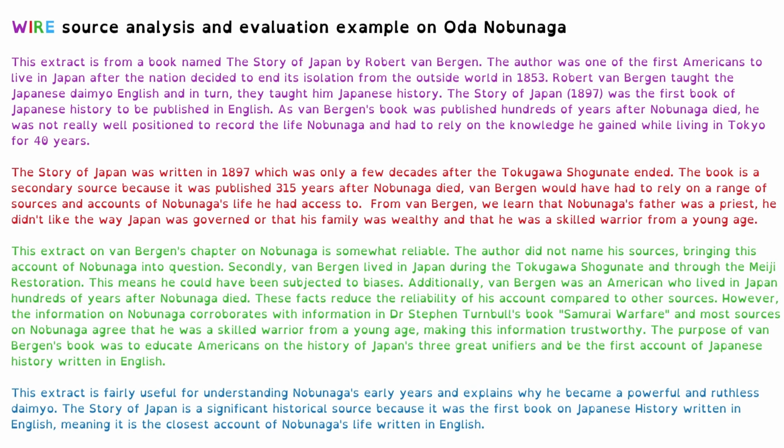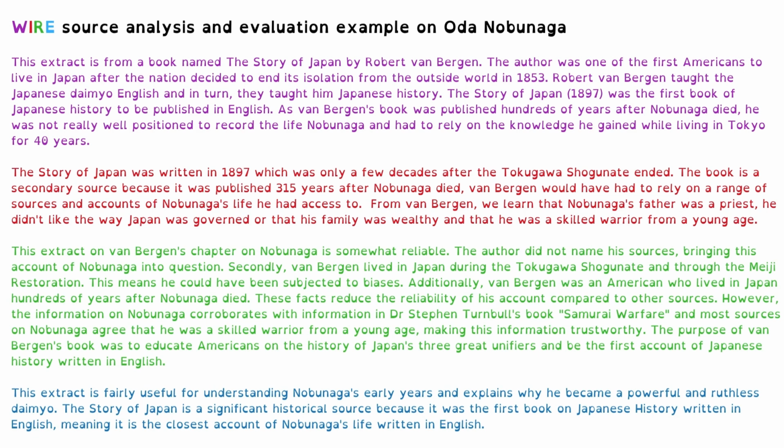This extract on Van Bergen's chapter on Nobunaga is somewhat reliable. The author did not name his sources, bringing this account of Nobunaga into question. Secondly, Van Bergen lived in Japan during the Tokugawa shogunate and through the Meiji Restoration. This means he could have been subjected to biases. Additionally, Van Bergen was an American who lived in Japan hundreds of years after Nobunaga died. These facts reduce the reliability of his account compared to other sources.